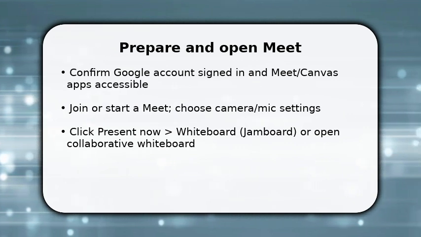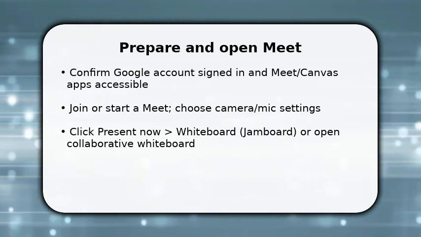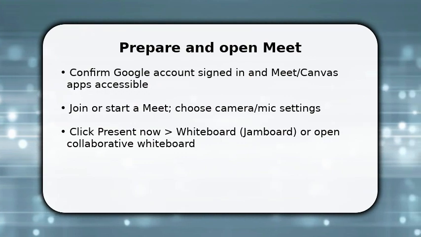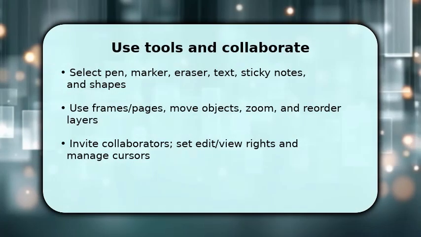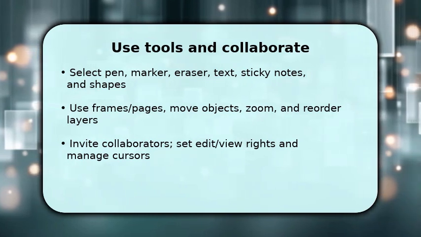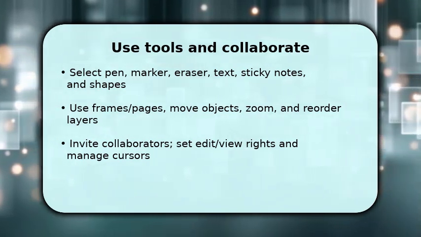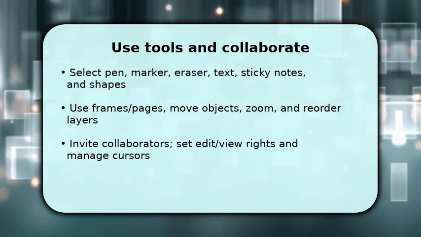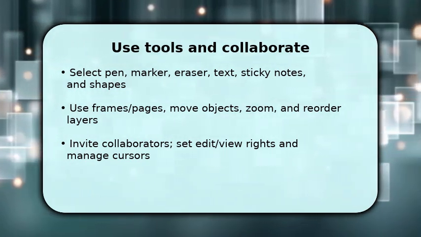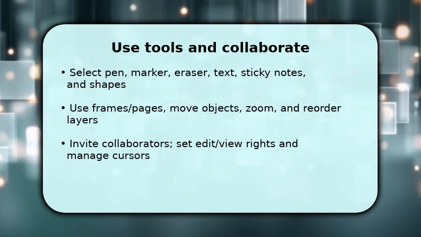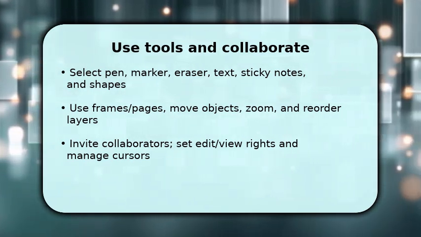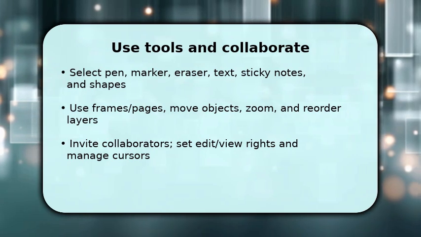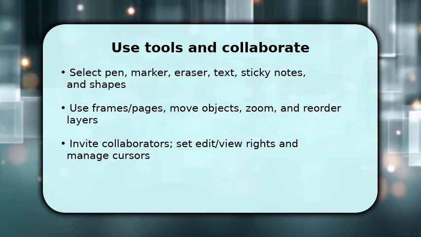Now that the canvas is live, you can begin adding notes and shapes in real time. Once the whiteboard is open, pick the tool you need. Pen for freehand, text for typed content, sticky notes for quick ideas, and shapes for structure. Use the eraser to correct mistakes. Make use of frames or pages to break a session into steps, and zoom or pan to focus on details. Move and reorder objects to clarify flow.